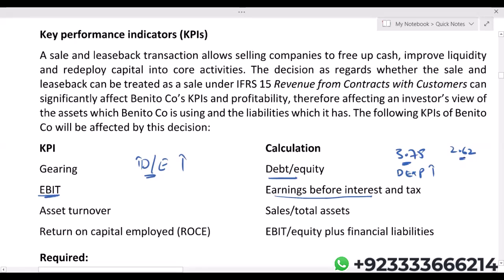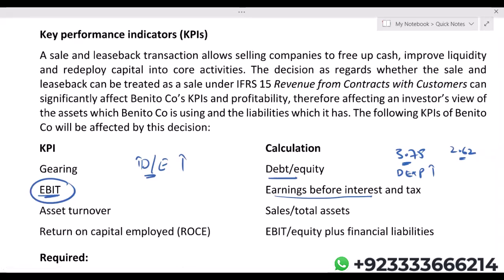So earning before interest and tax will be lower because of higher depreciation at 3.75. I'm not discussing anything on interest. Why? Because here we are saying earning before interest and tax. Even though when 7.5 million is treated as your financial liability as loan, your interest will be higher. On lease obligation, interest will be lower, but still that interest element is not affecting earning before interest and tax.